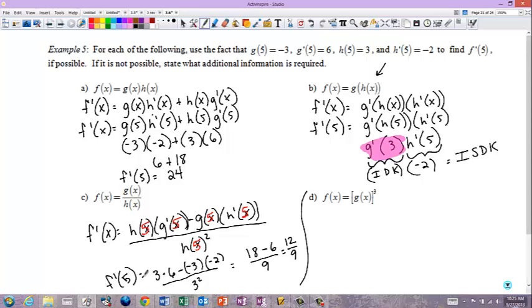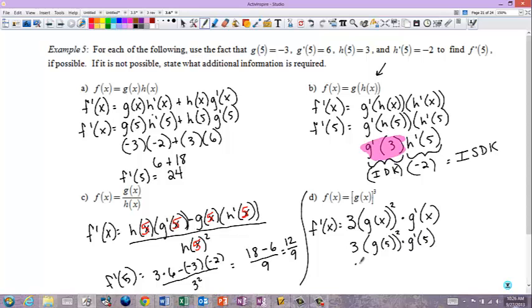This one, chain rule, the derivative of the outside, leave the inside alone, times the derivative of the inside. And this is of 5s. And this is f prime. Gosh, I forget to do that. G of 5 squared times g prime of 5. And I think I know everything here. G of 5 is negative 3 times g prime of 5 is 6.